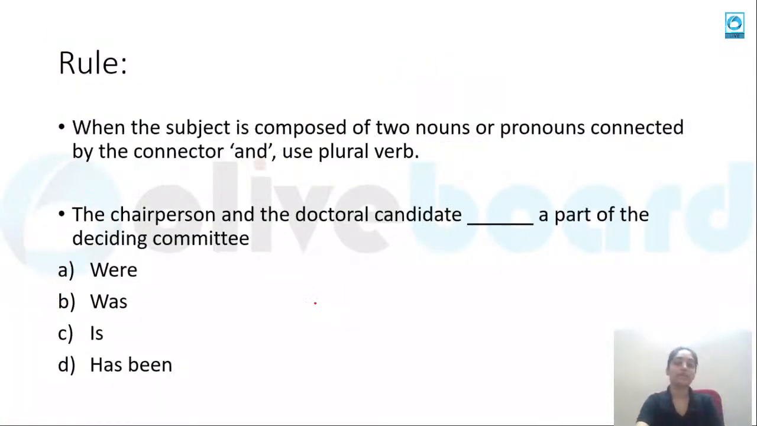So moving on. Now the next rule says when the subject is composed of two nouns or pronouns connected by the connector and.